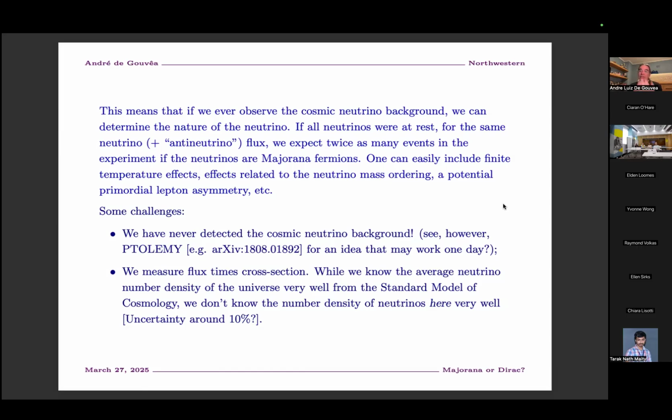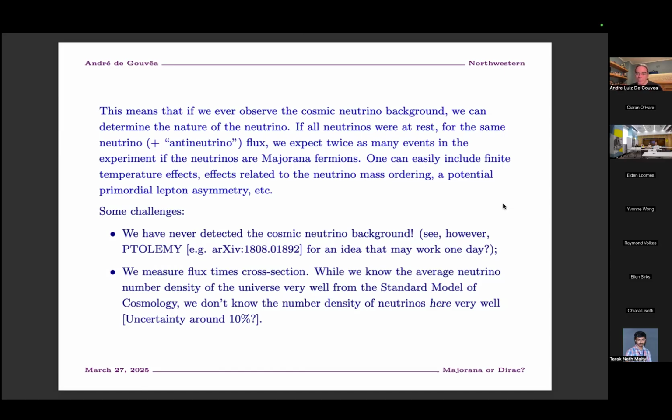By the way, even if we saw the cosmic neutrino background, you can ask yourself, we actually never measure the neutrino cross-section. We measure the combination of flux and cross-section. So somehow, you can exchange Majorana versus Dirac by making your flux 2 times bigger or smaller. So you would confuse the two that way. So one question you're allowed to ask is, how well do we know the flux of this cosmic neutrino background? And the answer is, we know the number density on average ridiculously well. So that's not a problem.